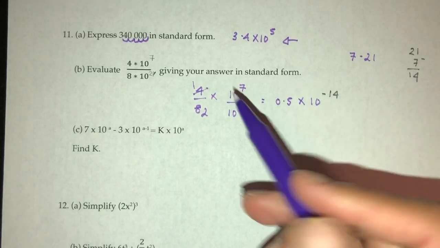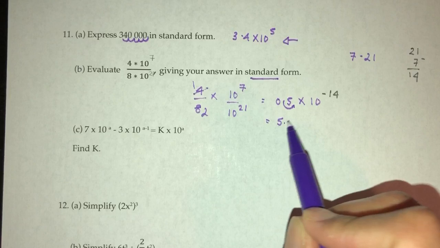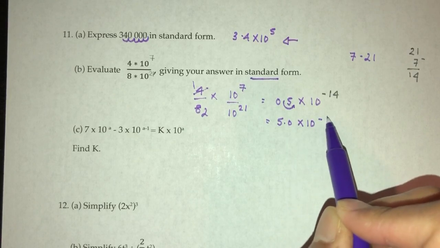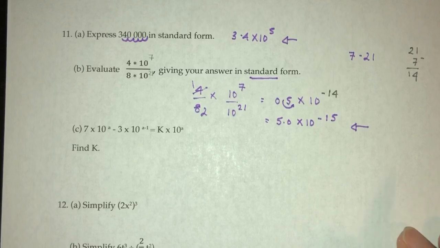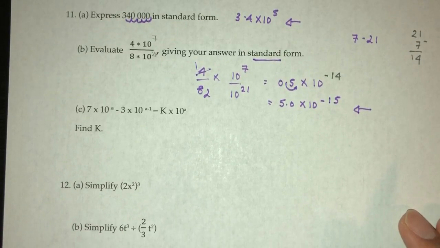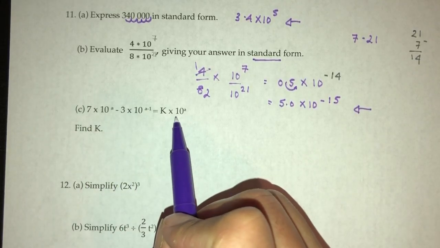So now you have to express in standard form. So you have to shift the decimal here. You will have 5.0 times 10 power minus 15 as your answer. Now part C, we have to find the value of k. So let's see what we can do. So here we have to make sure we express this as 10 power a.